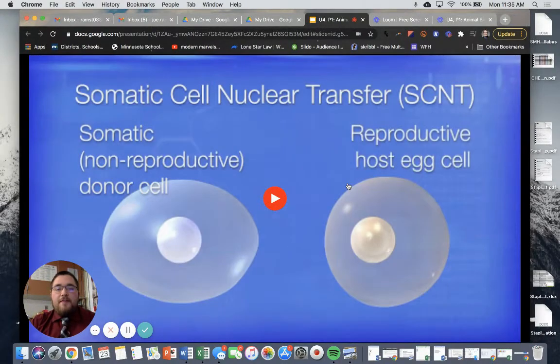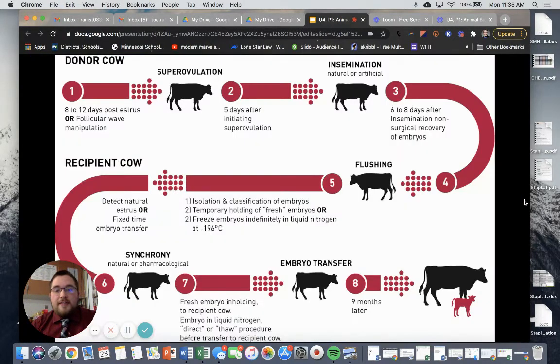So this briefly explains how embryo transfer can work. Obviously, towards the end, they hit on what we were talking about previously with embryo transfer and how that works with cattle. And again, this is a very similar process to cloning. Let's go to the next slide.